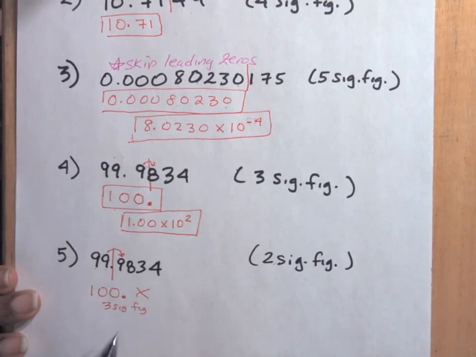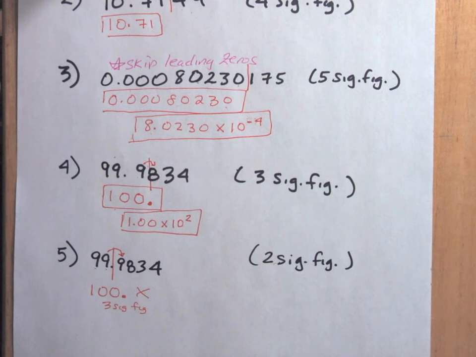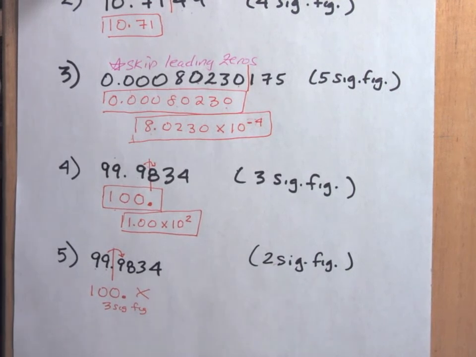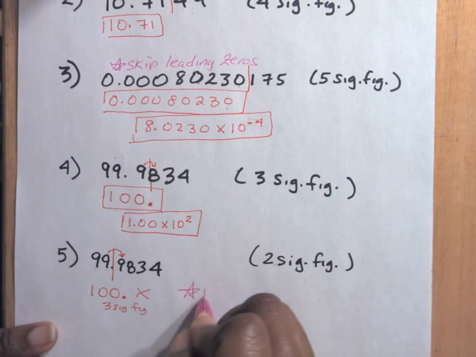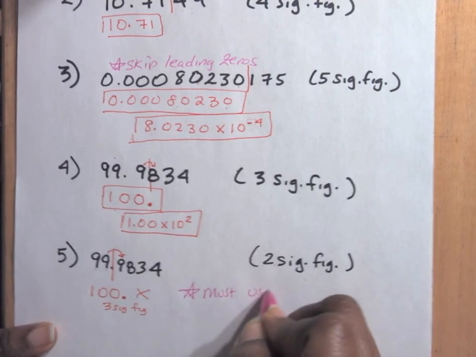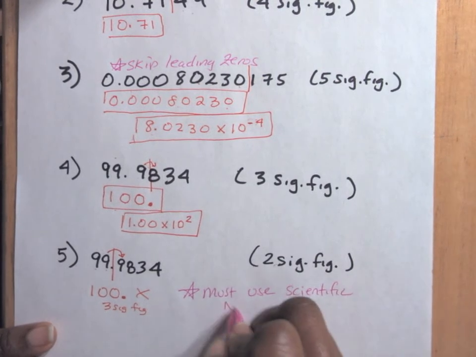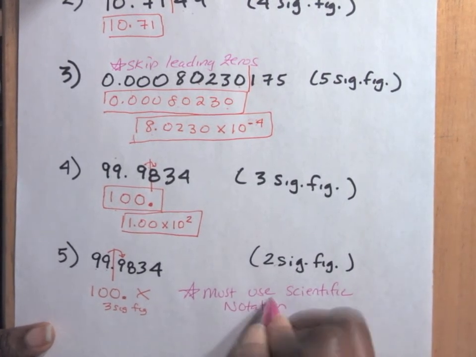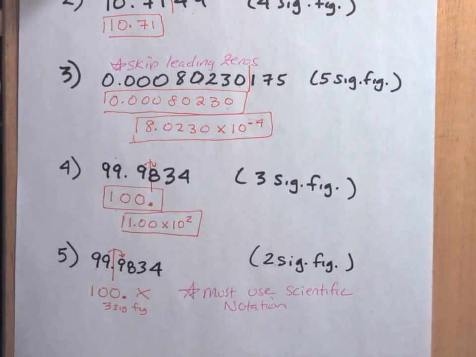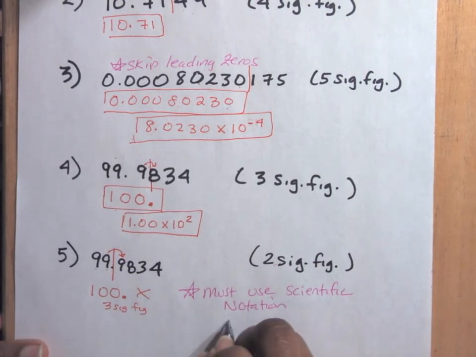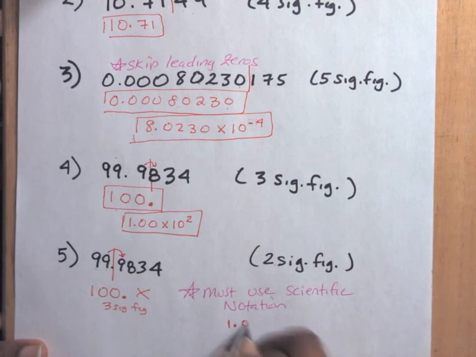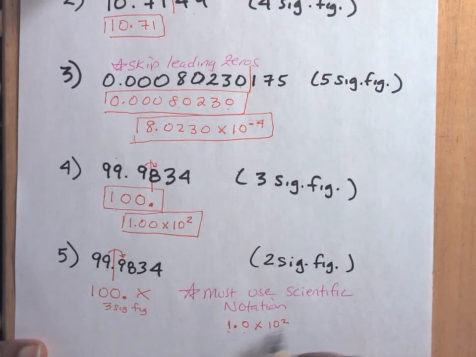So what do you do if you can't put a decimal just to make it the correct number of sig figs? This is a case where you must use scientific notation. So in a case like this, where you can't just add a decimal in order to get it to be the right number of sig figs, you have to use scientific notation here. And if we want it to be 2 sig figs, we do 1.0. So those are my 2 significant figures. And then times 10 to the 2.